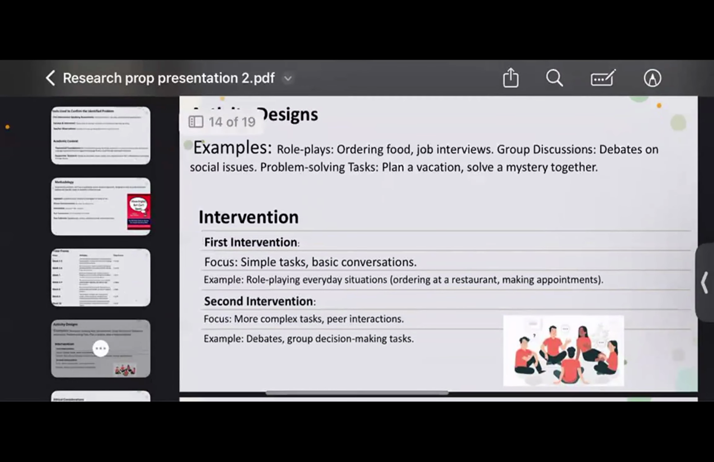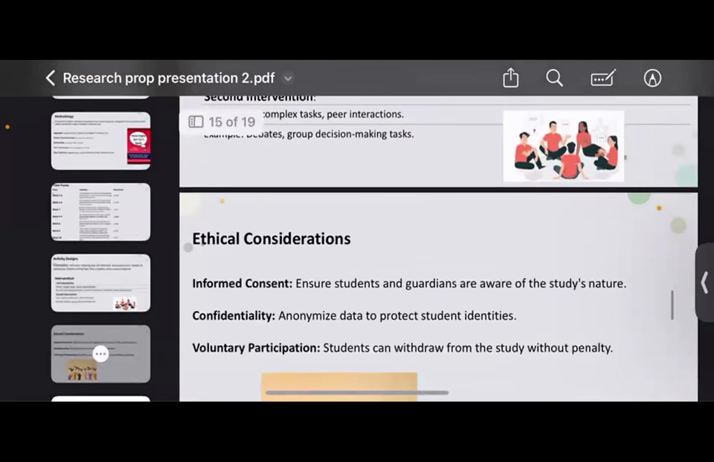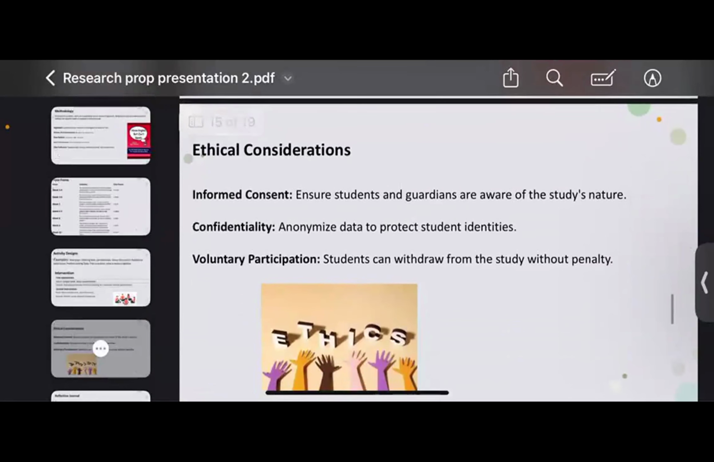The first one focuses on simple tasks like phone conversations, basic conversations, ordering at a restaurant, and making appointments. We will use task-based activities that mirror real world situations like group discussions and problem solving tasks to give the students practical speaking practice. These activities are designed to simulate scenarios they might encounter in the real world. So ethical considerations is here.